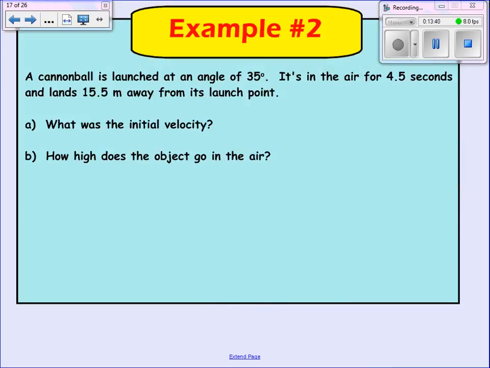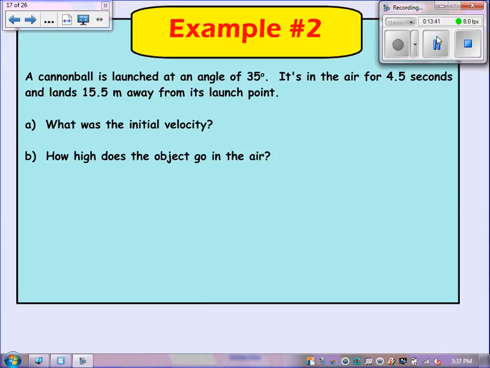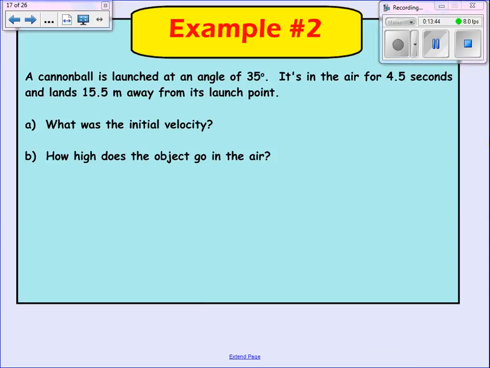Now let's go ahead and look at a second example problem here. This problem is set up a little bit differently. In this problem, we're going to go ahead and draw a picture first, and then fill out our XY chart to figure out what we need to do to solve for A and B. The situation is a cannonball is launched at an angle of 35 degrees. It's in the air for 4.5 seconds and lands 15.5 meters away from its launch point. What was the initial velocity, and how high does the object go in the air? We're assuming that it launches and lands at the same height since it doesn't specify anything differently.